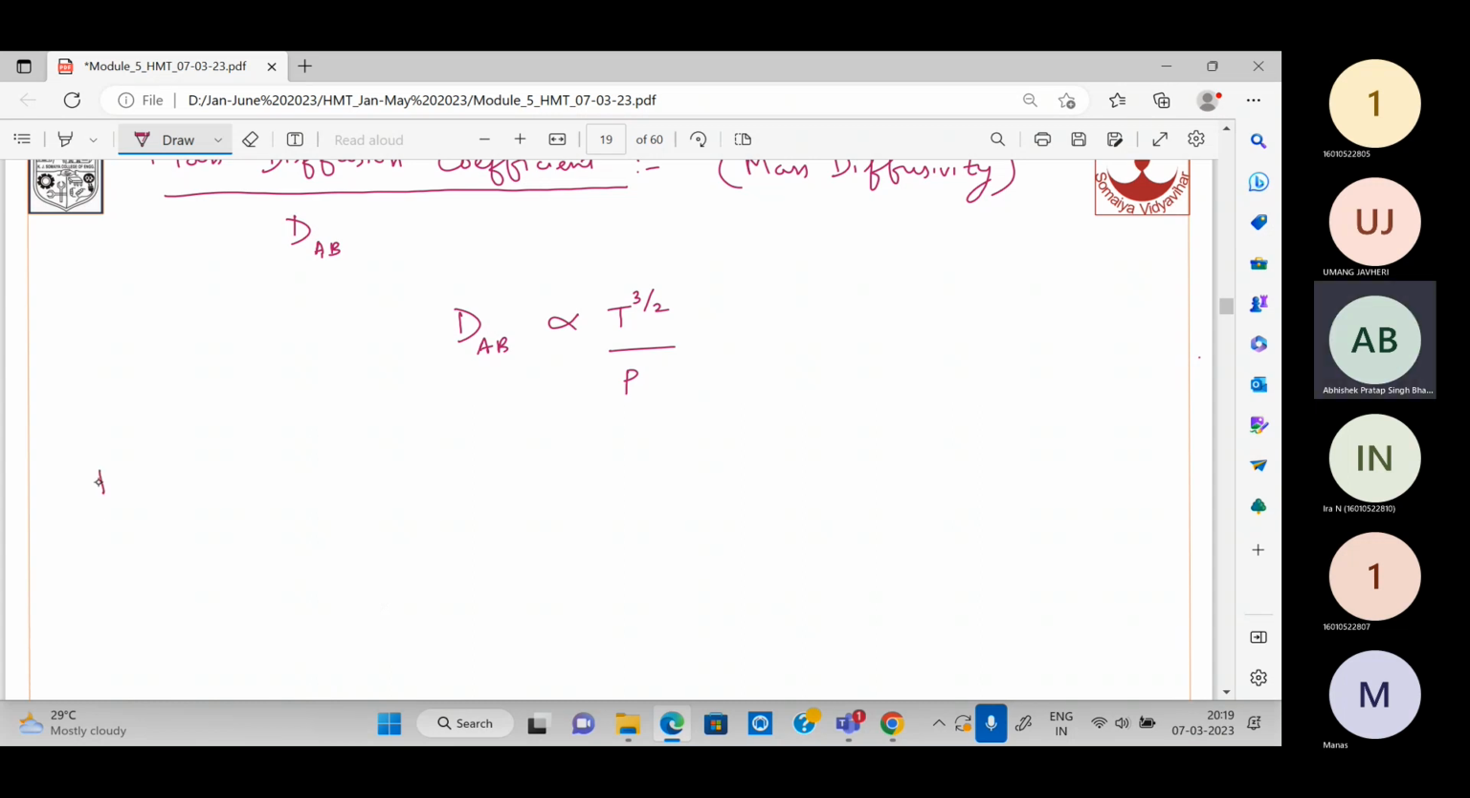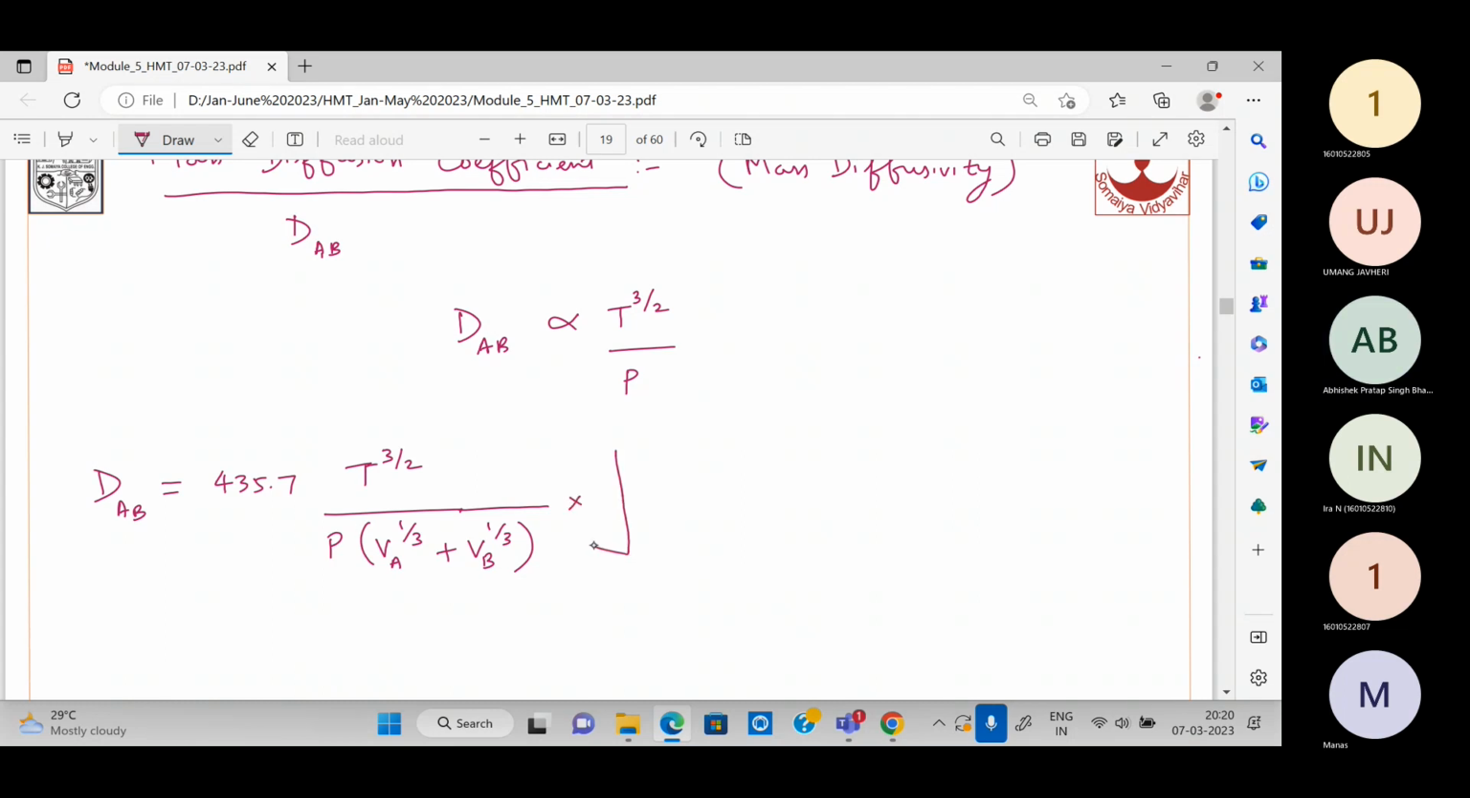So what is this equation? We will write it. DAB is equal to 435.7 T to the power 3 by 2, upon pressure times VA to the power 1 by 3 plus VB to the power 1 by 3, the whole squared, into square root of 1 upon capital MA plus 1 upon capital MB. So this is the fifth equation.